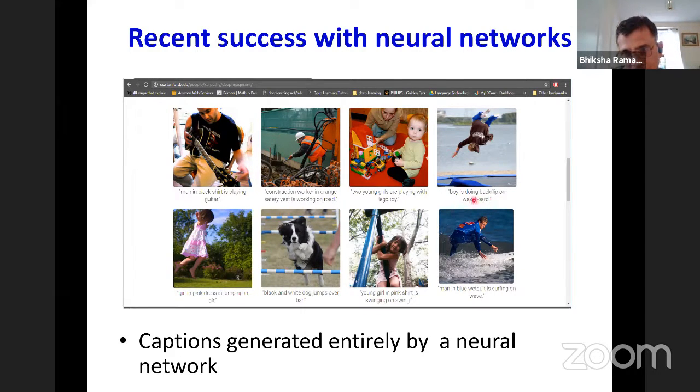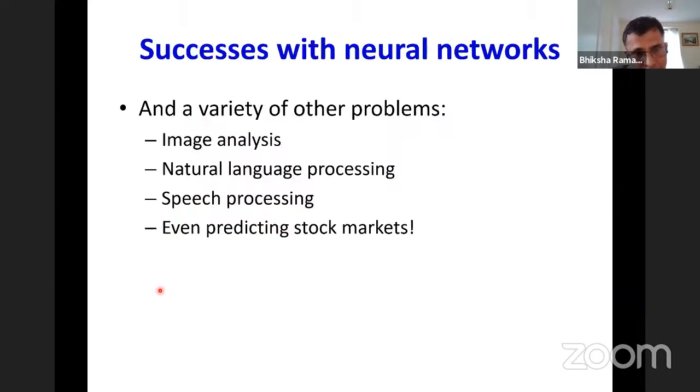Boy is doing backflip on wakeboard. I don't know if he's doing it on a wakeboard, but he's definitely doing a backflip. Girl in pink dress is jumping in air. All of these captions have been written by a neural network which just saw the picture. It's automatic. And again, this is a phenomenal thing for a computer to be doing, writing out very intelligent captions, and we need a neural network for this.